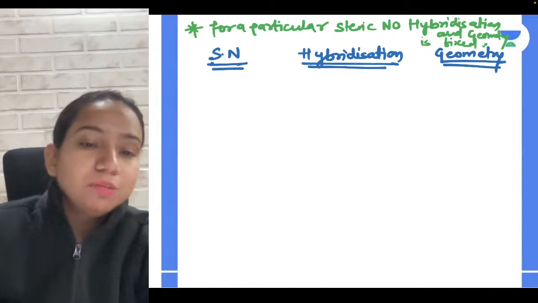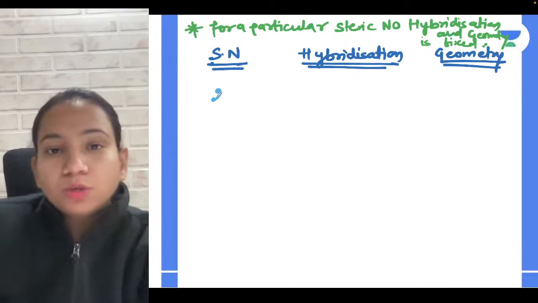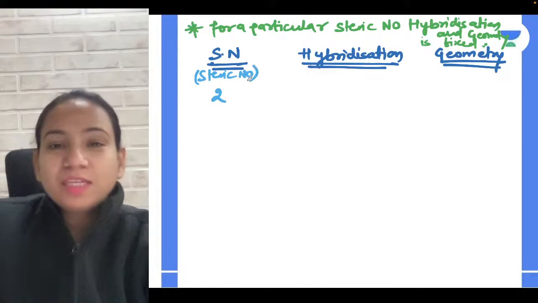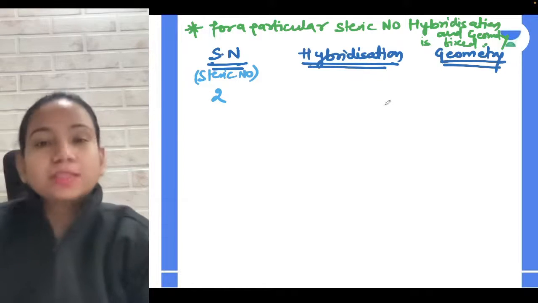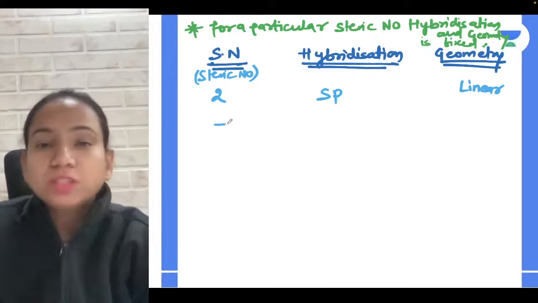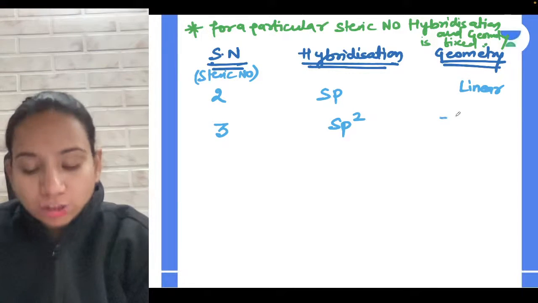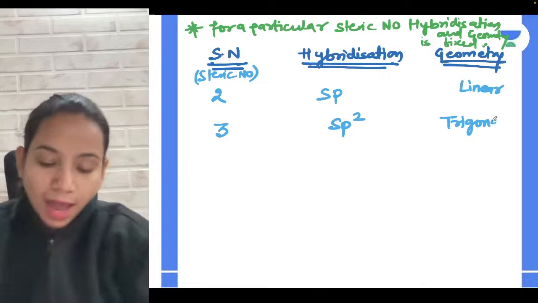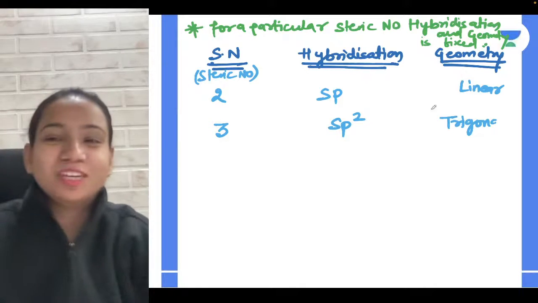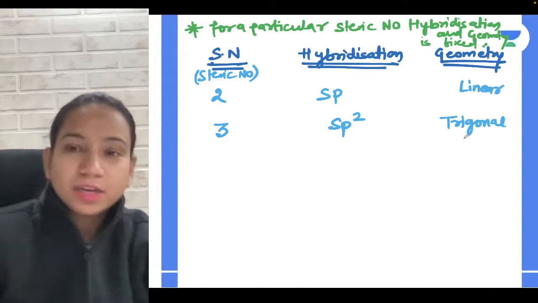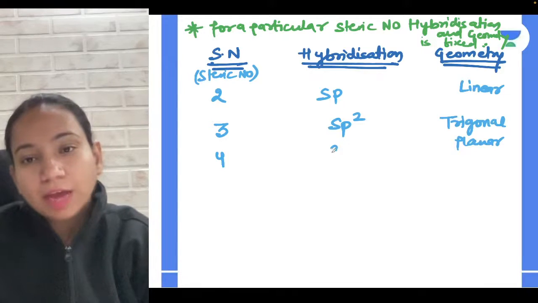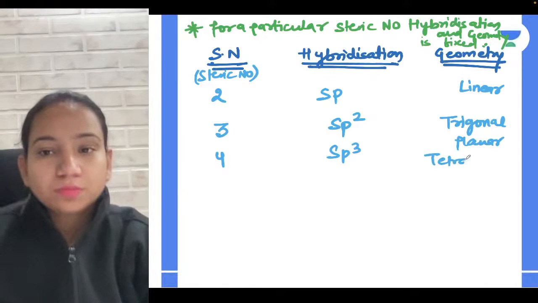For example, if you have steric number 2, it's not serial number, guys, this is steric number, remember that. If you have steric number 2, the hybridization is sp and the geometry is linear. If you have steric number 3, hybridization will be sp2 and geometry will be trigonal planar. And for steric number 4, the hybridization is sp3 and it is tetrahedral.